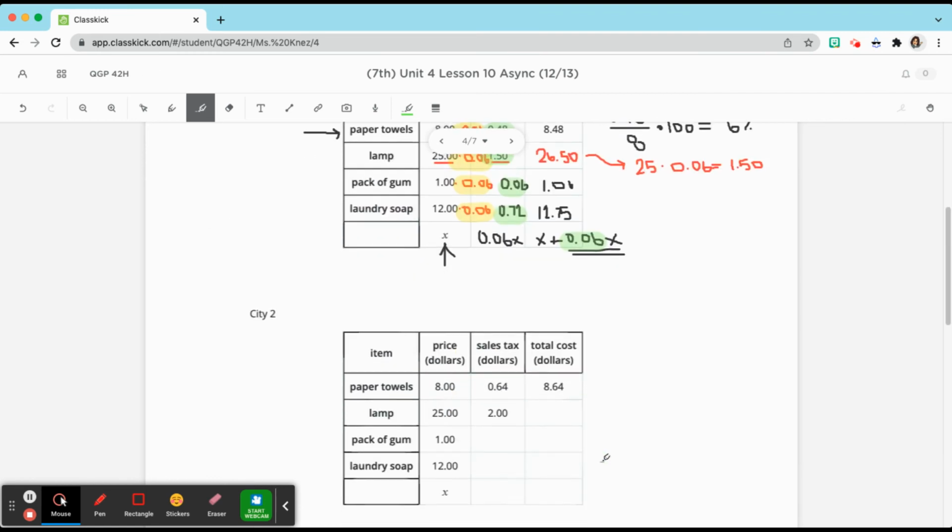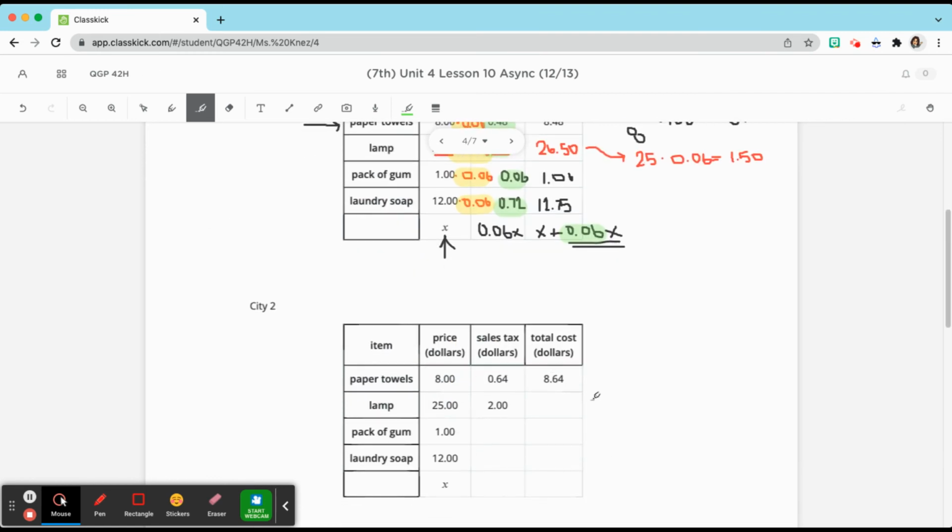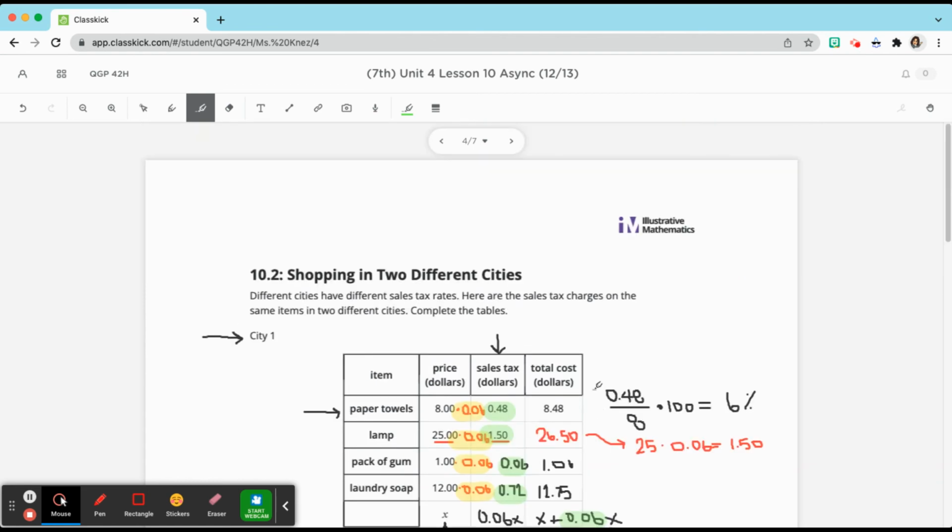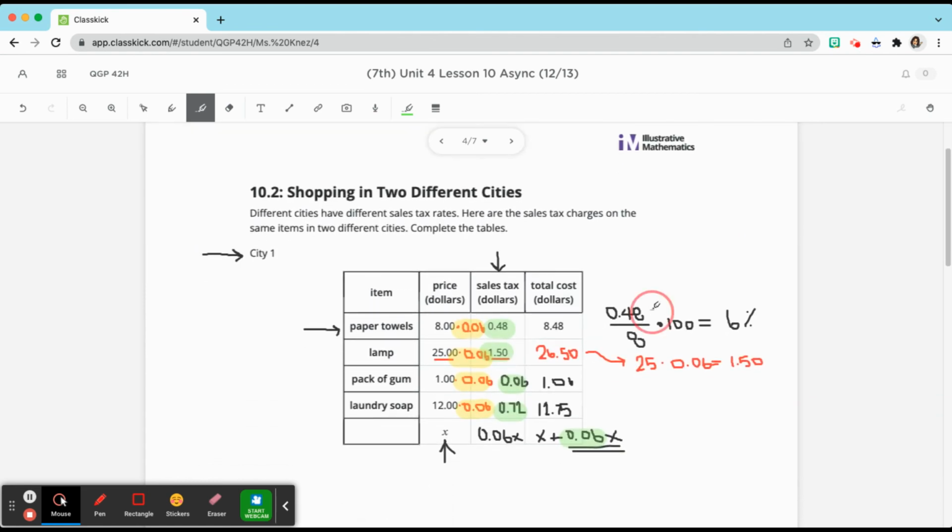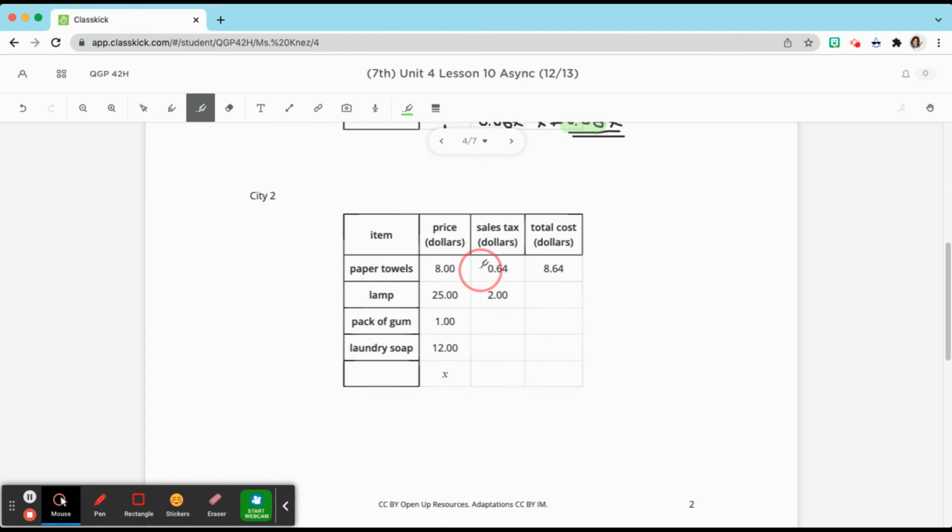Your next step is to pause this video and do the exact same thing in this table. Remember that our first step was to find the sales tax, which we did by dividing part over whole. You can multiply times 100 to convert it into a percent, or just leave it as a decimal, since that's what we have to multiply by anyway. In this table, we have a part and we have a whole, and that will allow you to calculate the sales tax in dollars. Then, you use the sales tax in dollars as a constant of proportionality to multiply across the table. Pause this video to complete the table for City 2.